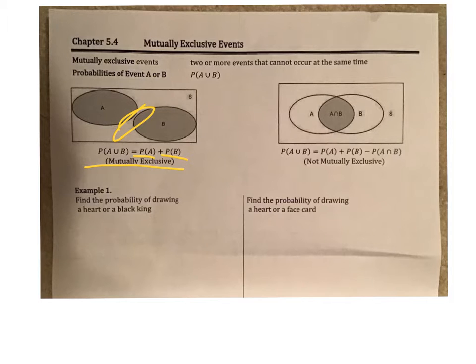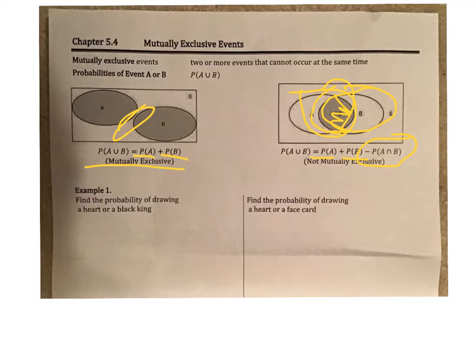In a situation where we have not mutually exclusive events, that means there is some overlap. When we calculate the probability of each individual event happening, we have to subtract off the overlap because we double counted. We count A in the probability of A, we count B in the probability of B, and then we've counted them twice each in that center overlap.